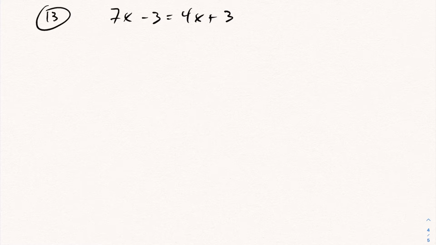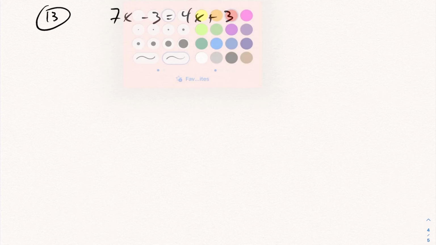Okay, so for number 13 here, we have variables on both sides of the equation. So you want to bring them to one side. In this case, I'm going to try to bring the x's to the left-hand side.